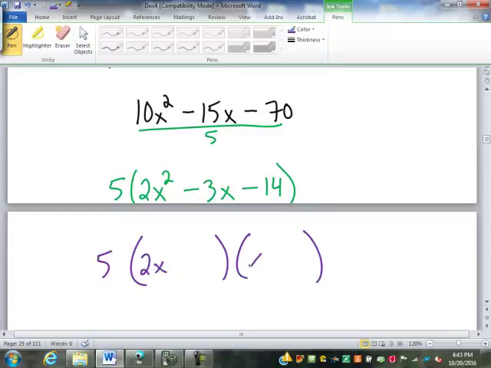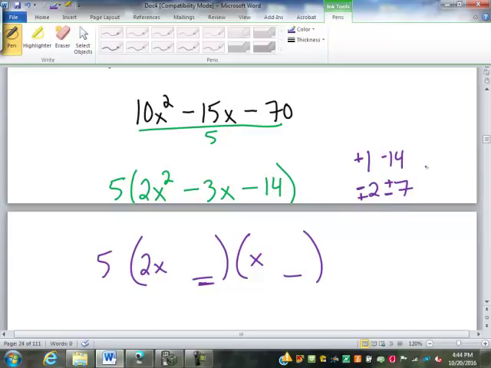Obviously, going to be 2x and x. What's going to be the last ones? This is where you get stuck. They have to multiply to make a negative 14. So you've got 1 and 14. These two have to multiply to make negative 14, but they have to add up to be negative 3, and they got to combine with the 2x and the x. So it's either going to be a negative 1 times a positive 14, or a positive 1 times a negative 14, because it's a negative 14, right? Or a negative 2 times a positive 7, or a positive 2 times a negative 7.